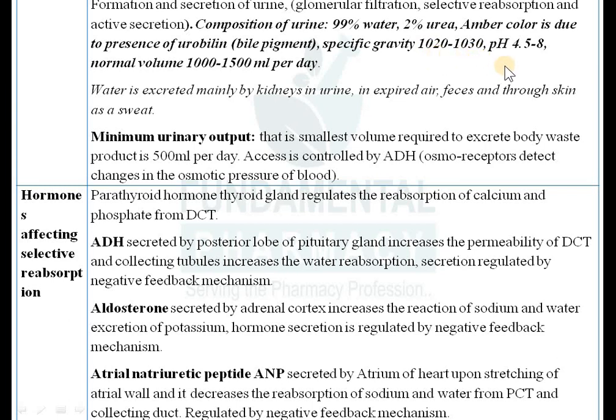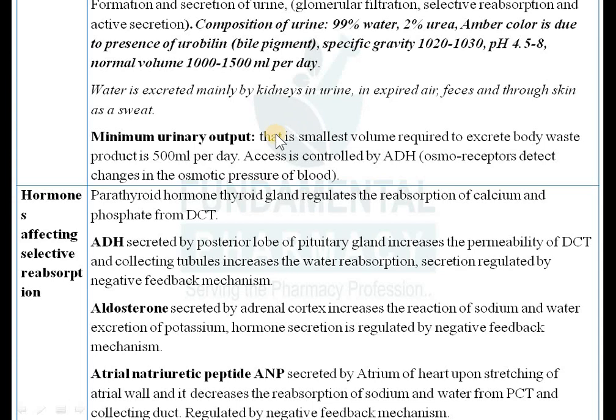Urine has a pH of 4.5 to 8. Okay, urine has a pH 4.5 to 8, ये याद रखो। Now what is the normal volume of urine? That is 1 to 1.5 liter per day. Now water is excreted mainly by the kidney.